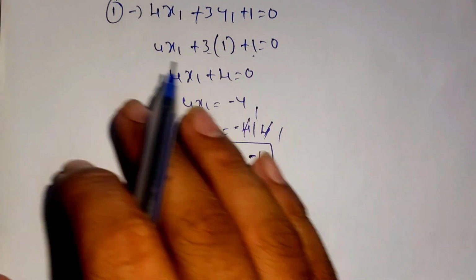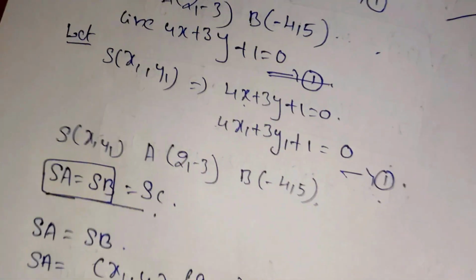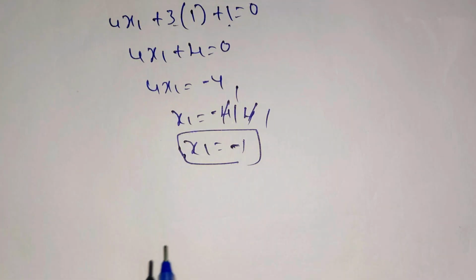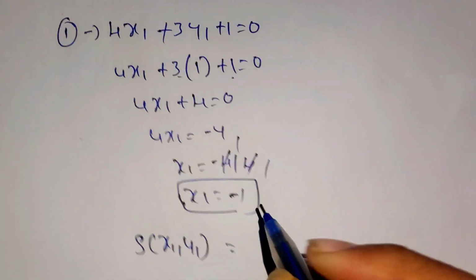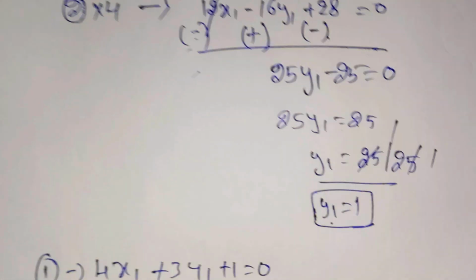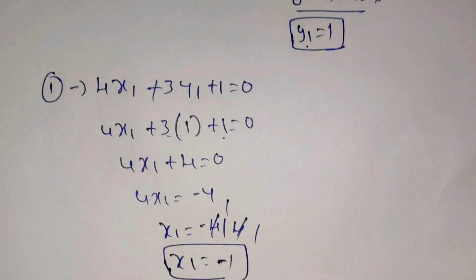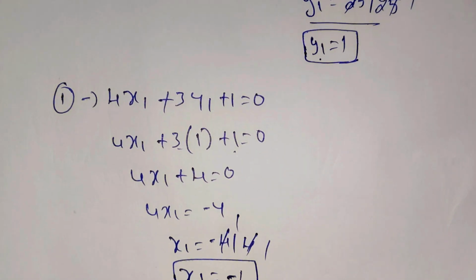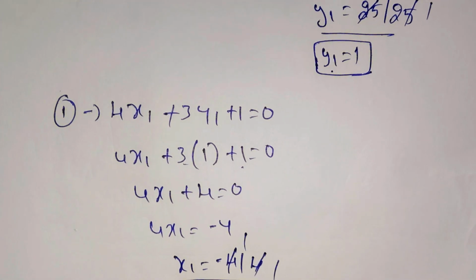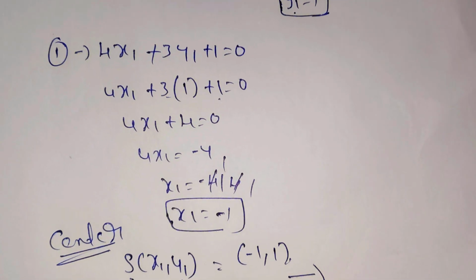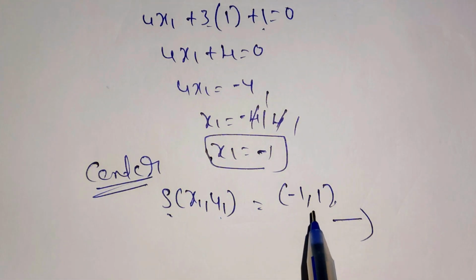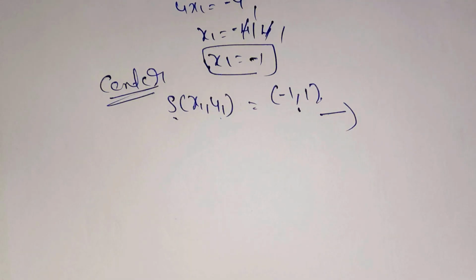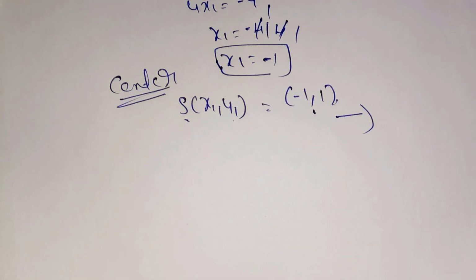Previously we already know about S as x1 comma y1. So what is meant by S? S is nothing but the center. So S is x1 comma y1, we have minus 1 comma y1 value we already got, 1. So this is the center. We have S x1 comma y1 equal to minus 1 comma 1.